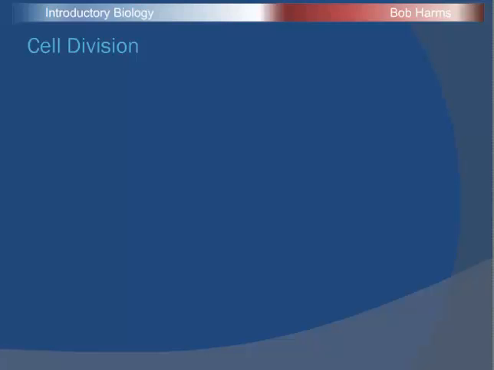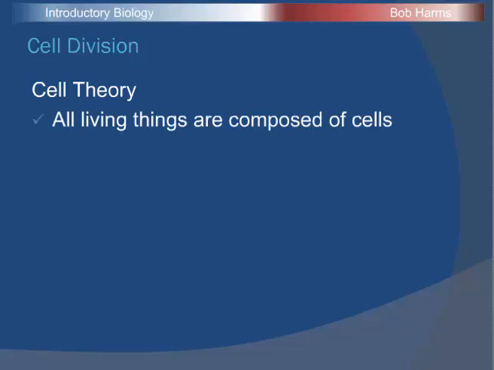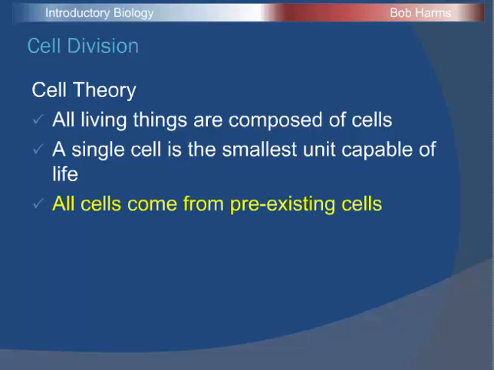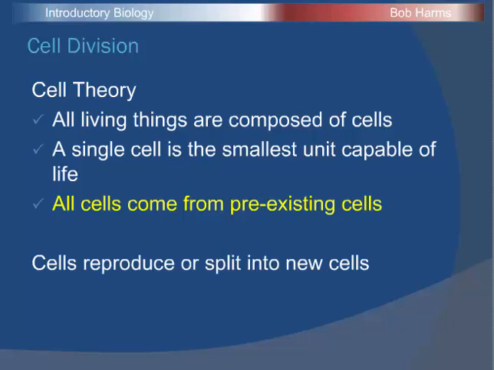And remember, we have our cell theory, and our cell theory told us three basic things: that all living things are composed of cells, that a single cell then is the smallest unit capable of carrying out the process of life, and then finally, all cells come from pre-existing cells. And this is certainly the part of the cell theory we're going to look at in Chapter 8, is how do we get those cells from those pre-existing cells. And that's obviously going to come from cell division.